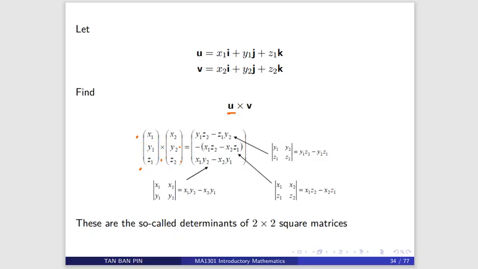And for the j component, you need a minus. So we cover y1, y2. Then it will be x1 times z2 minus x2 times z1. But the j component needs a minus sign. And then you cover z1, z2 to work out the k component in your vector product. So it will be x1 y2 minus x2 y1.